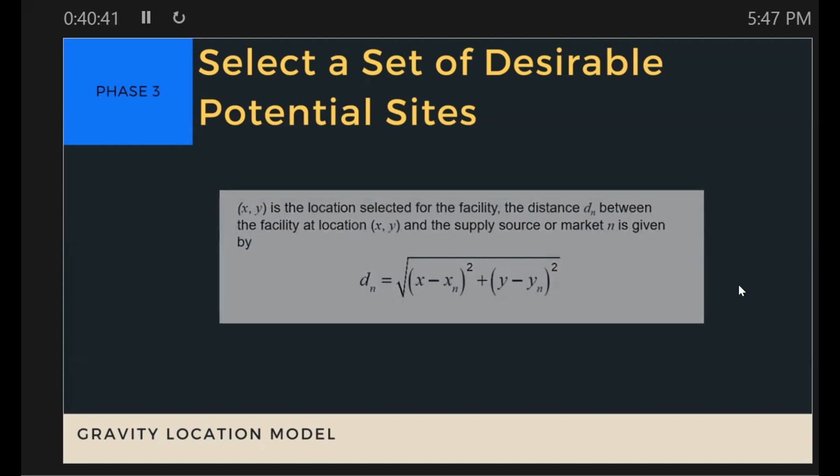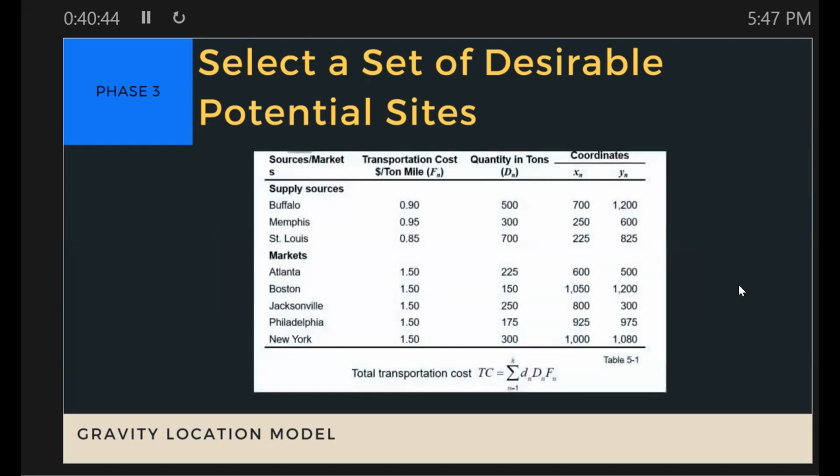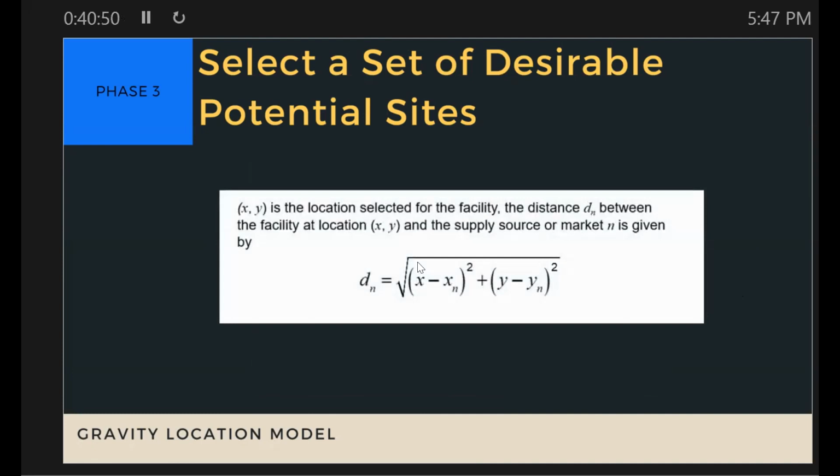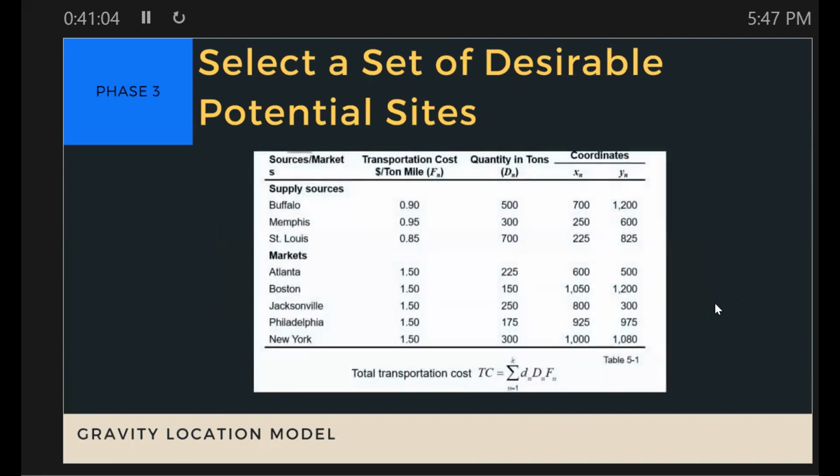Using the gravity location model, both market and supply resources are considered to identify the distance of the point. This formula is the distance formula. So this is the example. The problem here is to minimize the total cost in the supply chain. So I'll show again my Excel file.